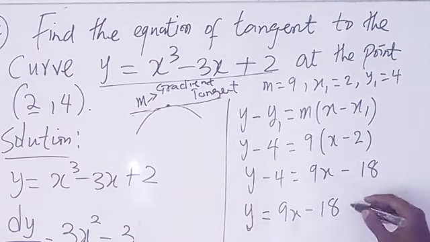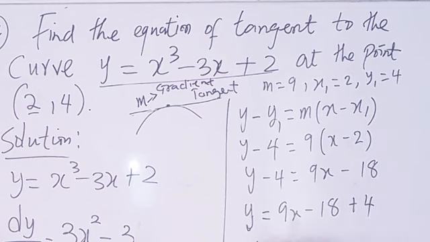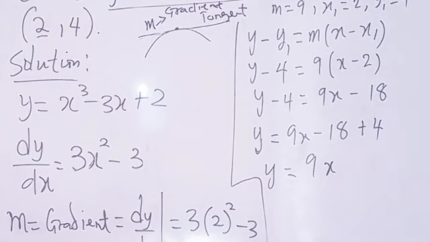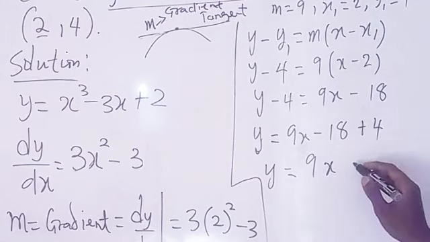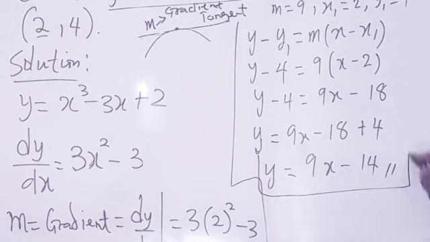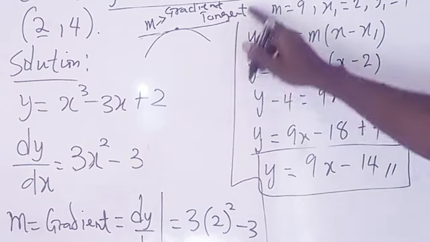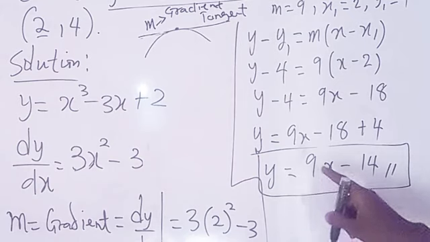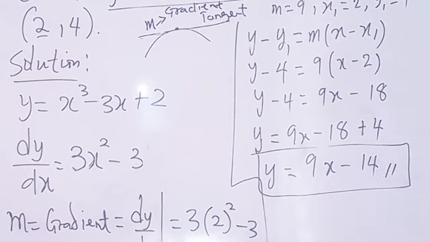You transpose this to this side, and we're going to have plus 4. So you have y equals 9x, minus 18 plus 4. That will give us minus 14. Therefore, this is the required equation, which is the equation of tangent. So the equation of the tangent is y equals 9x minus 14.